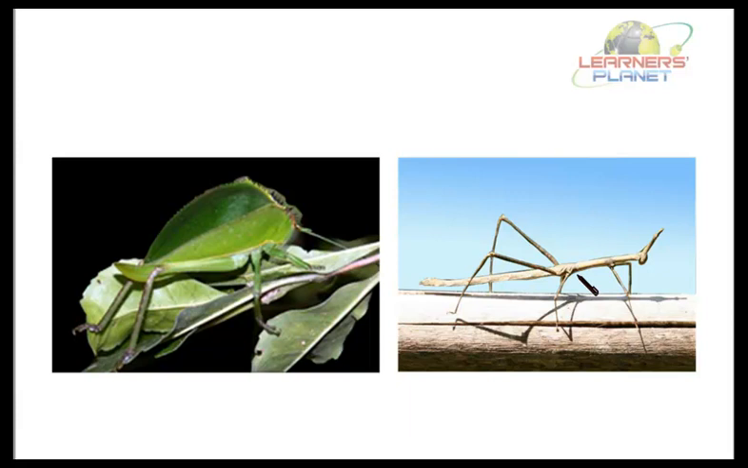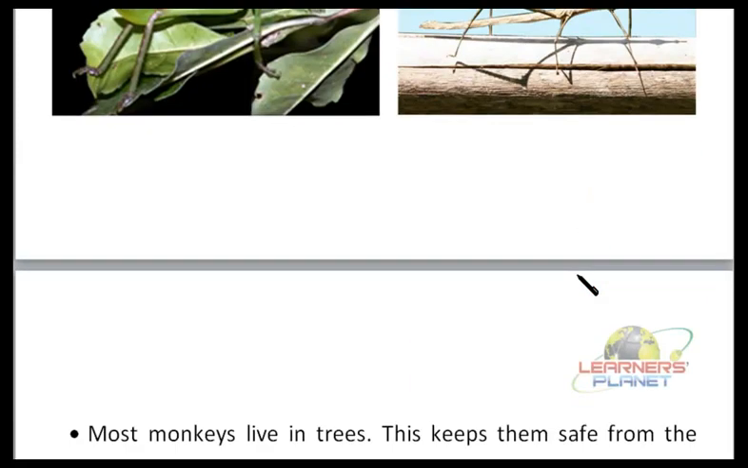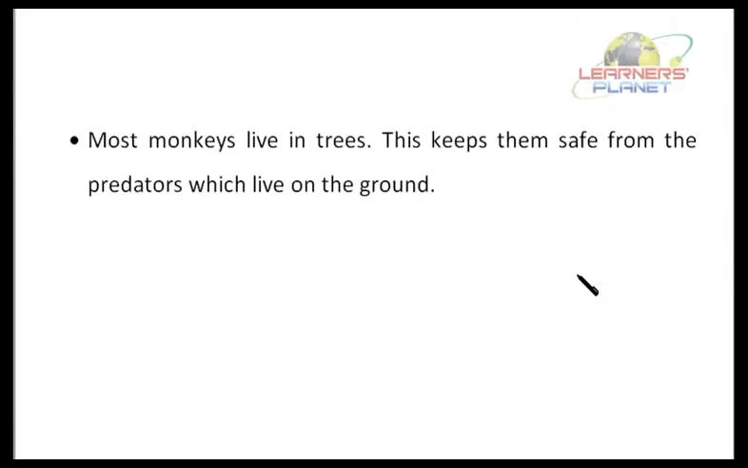Besides these insects, which are shaped or colored to match their surroundings and are harder to spot, there are other animals too, like most monkeys that live in trees, and this keeps them safe from the predators which live on the ground. So, to help them live on the trees, monkeys have long tails for grasping branches. Their hands and feet are such that they can easily hold on to the branches.